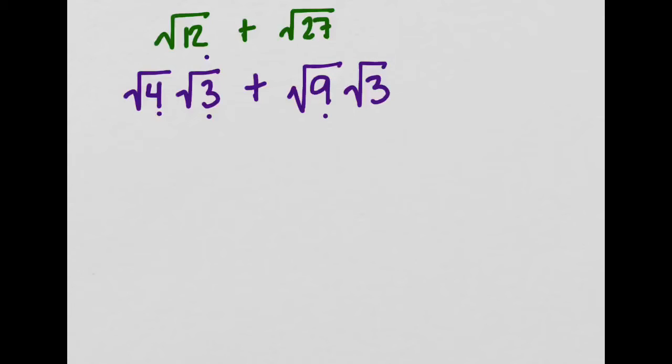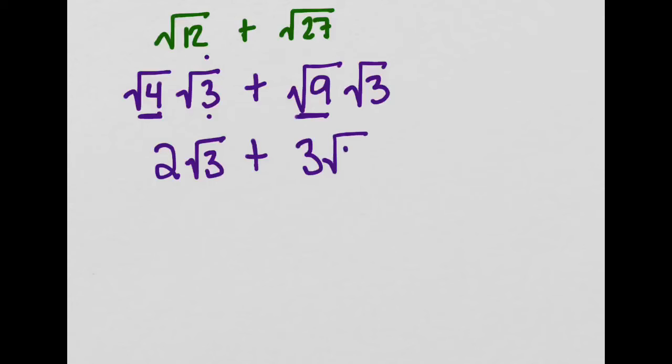So now I'm working with that product property. I can take the square root of 4, which is 2. The square root of 3 has to stay the same because 3 is a prime number, so I cannot take a square root of it. The square root of 9 is 3. And again, I keep that square root of 3 in the radical symbol.